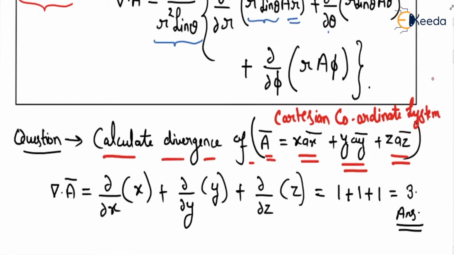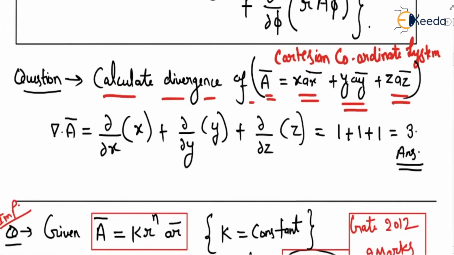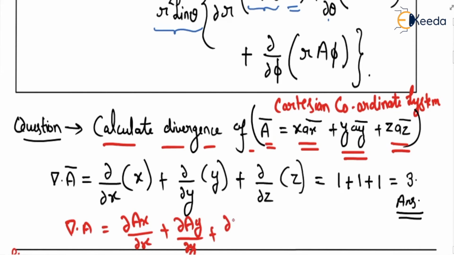So the formula of divergence in the Cartesian coordinate system is del dot A, it is equal to del Ax over del x plus del Ay over del y plus del Az over del z. Now the value of Ax is x. So the answer is 1 plus 1 plus 1.